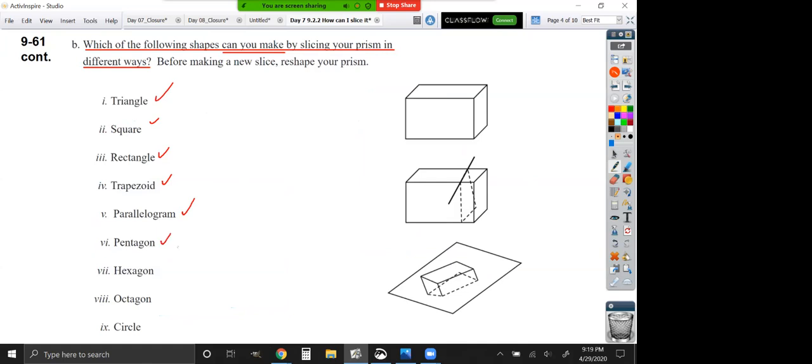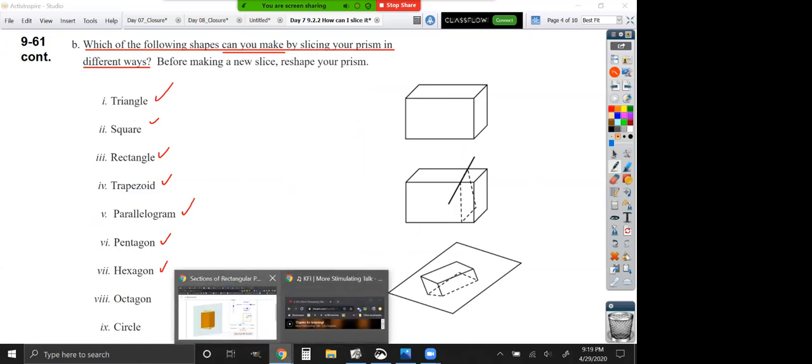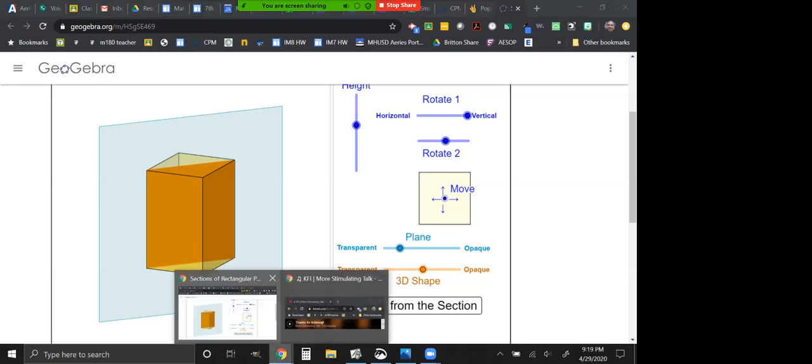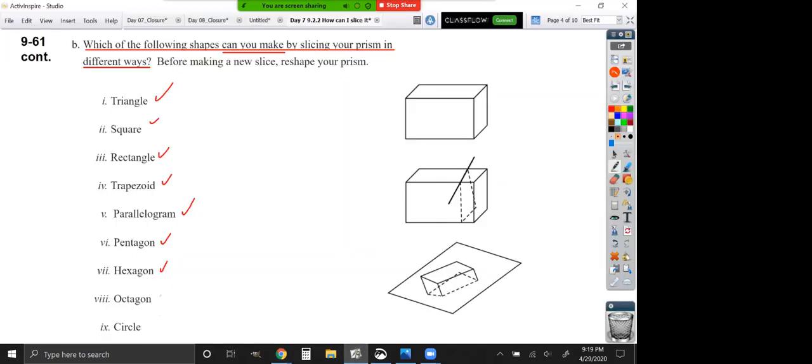I showed you the pentagon and the hexagon. Can we get an octagon? Well, if you have 6 possible sides, the most a single plane can ever touch is if they could touch all 6 of them. We showed that when we had the hexagon. So the most we're going to get is a hexagon. So I could say that the octagon is no.